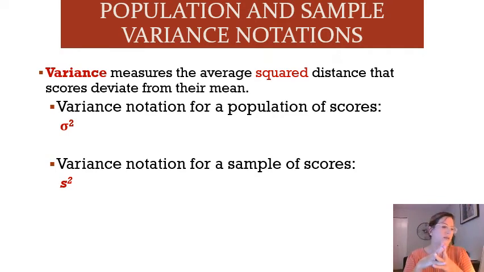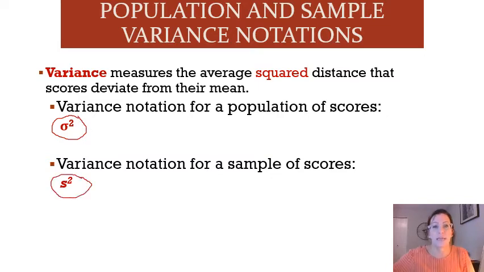So let's say the average distance the scores are from the mean is 2 points. So on average, scores vary by 2 points around the mean. The variance is actually 2 squared. So variance is the squared distance. One way of remembering that it's the squared distance is that if you look at these notations, you'll notice the squared symbol next to them.